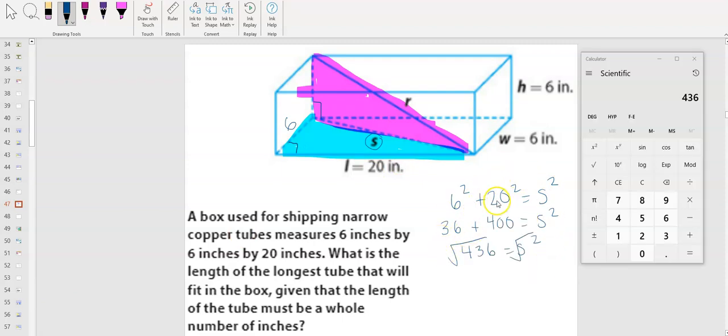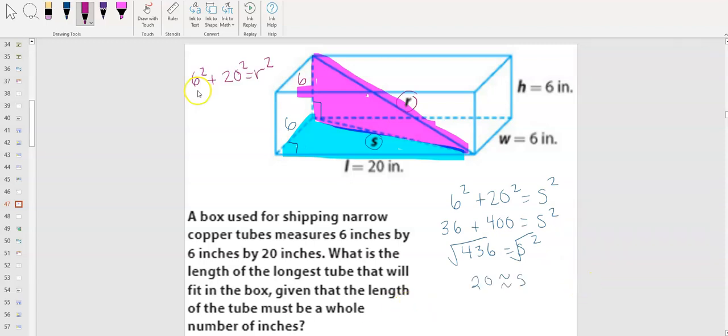So I went ahead and squared the 6 and the 20 and added them together. And now I just have to use my calculator to do 436. Find the square root of that. Notice that we get a really long number here. So we want the length of the tube in whole inches. And because our tube can't be part of an inch, we're going to just round down to 20 for this one. So we're going to say that that is approximately 20 inches there. It would be a pipe that could fit diagonally and flat.